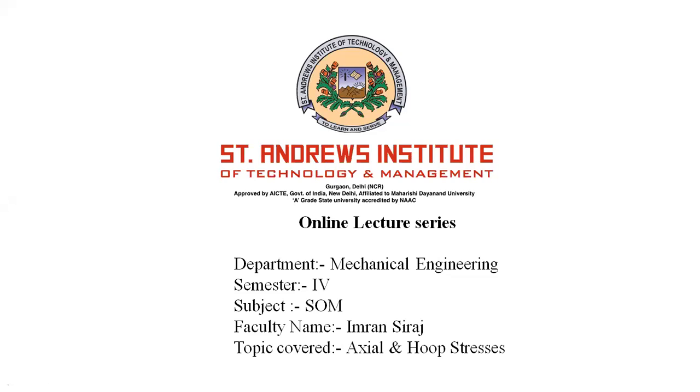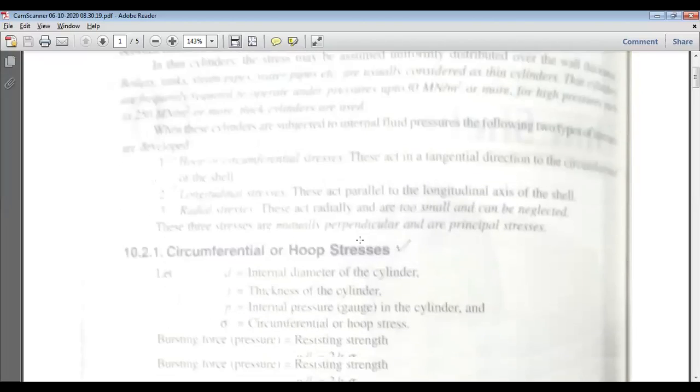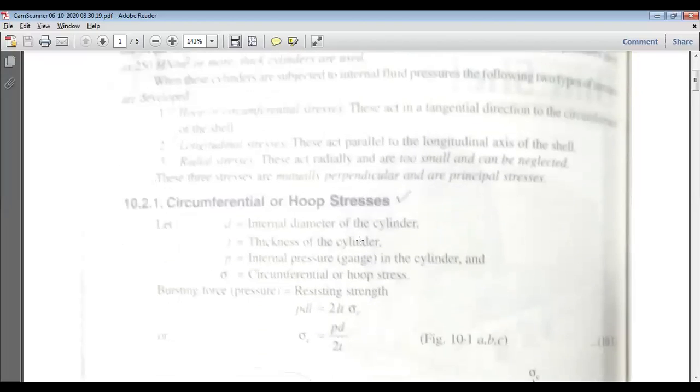So today our topic of discussion is axial and hoop stresses in thin cylinders. Earlier, we have studied different types of cylinders and cylindrical shells and other elements that constitute the strength of material. This time we will be discussing axial and hoop stresses, circumferential or hoop stresses.